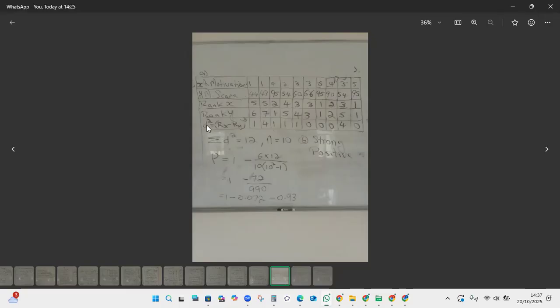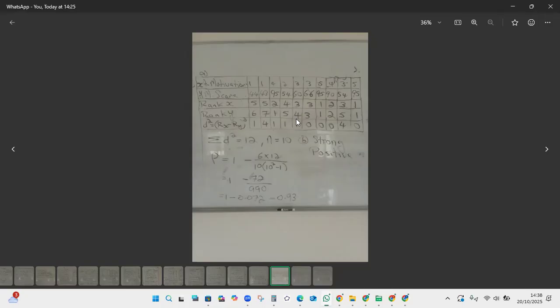Now, the d squared is the rank X minus rank Y, open close bracket, squared. So it's the difference between the ranks squared, d for difference. So 5 minus 1 is -1. But when you square -1, you get 1. 5 minus 7 is -2. -2 squared is 4. 2 minus 1 is 1. 1 squared is 1. 4 minus 5, negative 1 squared, 1.